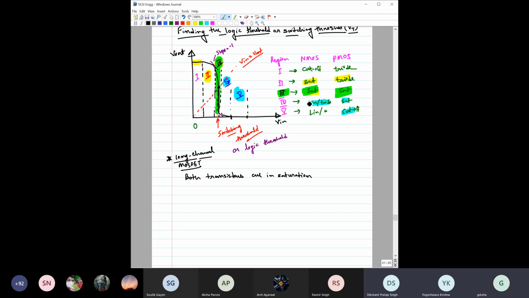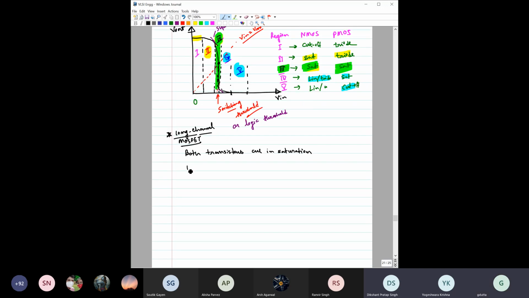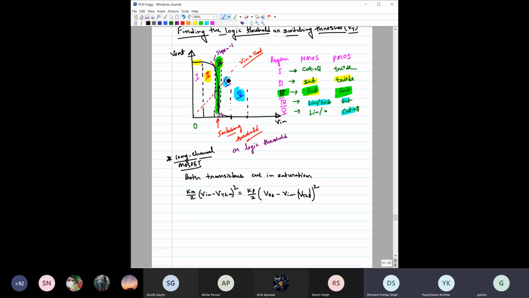Both transistors are in saturation. So if both transistors are in saturation, we can simply equate these two equations. This is Kp by 2, this is VDD minus Vin, VTHP.